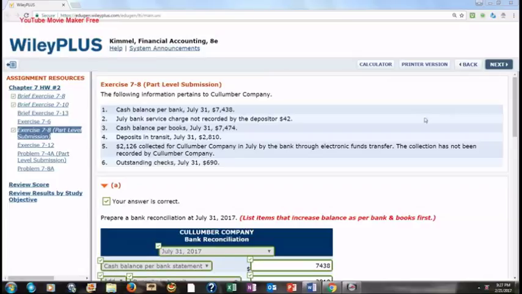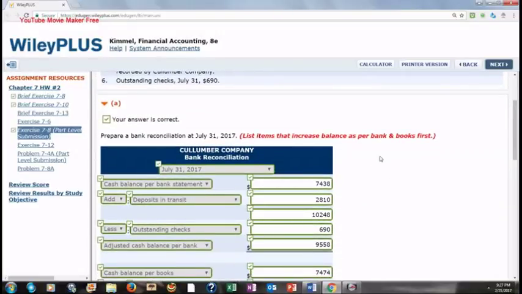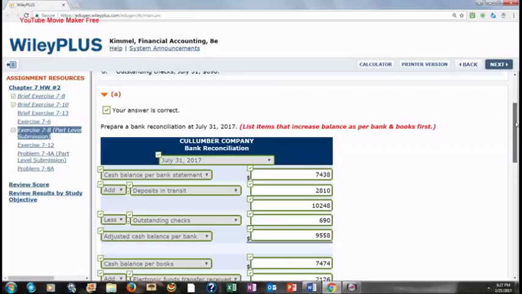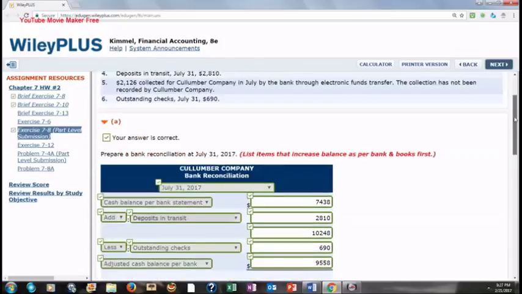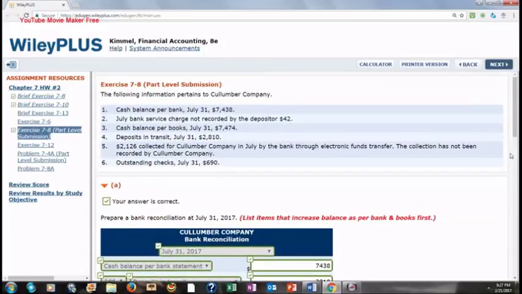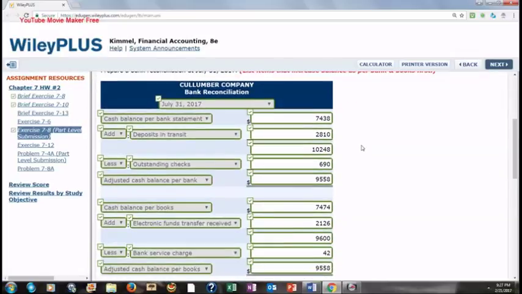Alright, the purpose of this exercise is to prepare a bank reconciliation to reconcile our books to the bank statement. The first thing that we do is put the date down of July 31st, 2017. After that, we're going to start off with the cash balance per the bank statement, which was 7,438, and we put that down in this column right here.